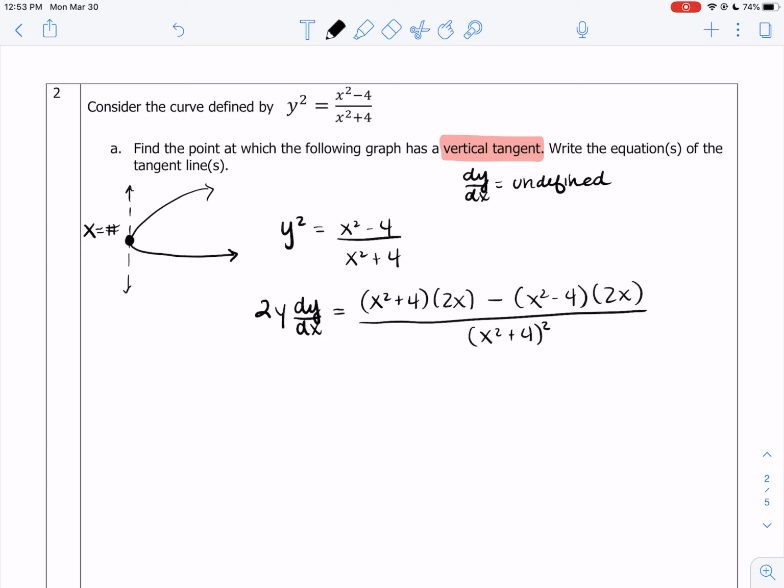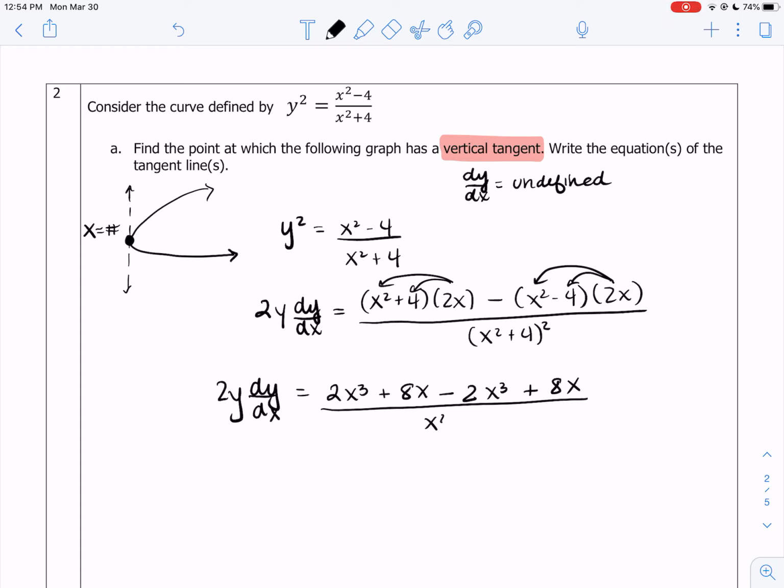Remember, x is already an expression in terms of x, so we didn't have to write dx dx. Now, let's clean up that top on the right-hand side. So dy dx, and I'm going to keep the 2y over there for now. We will distribute our 2x. That will give us 2x to the third plus 8x minus, let's distribute that 2x. I'm also going to distribute the negative while we're there too. That would be minus 2x to the third, and that would be plus 8x all over x squared plus 4 squared.